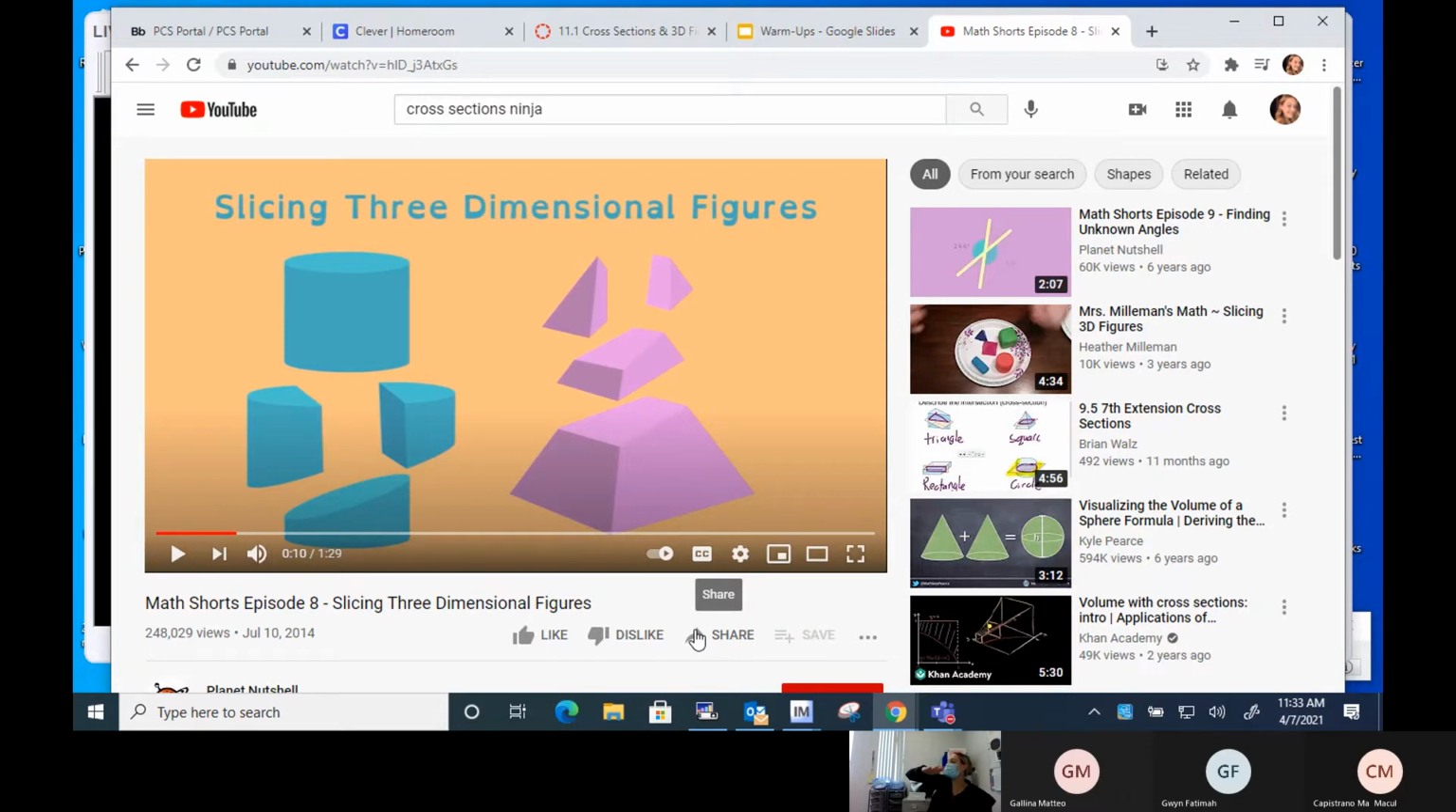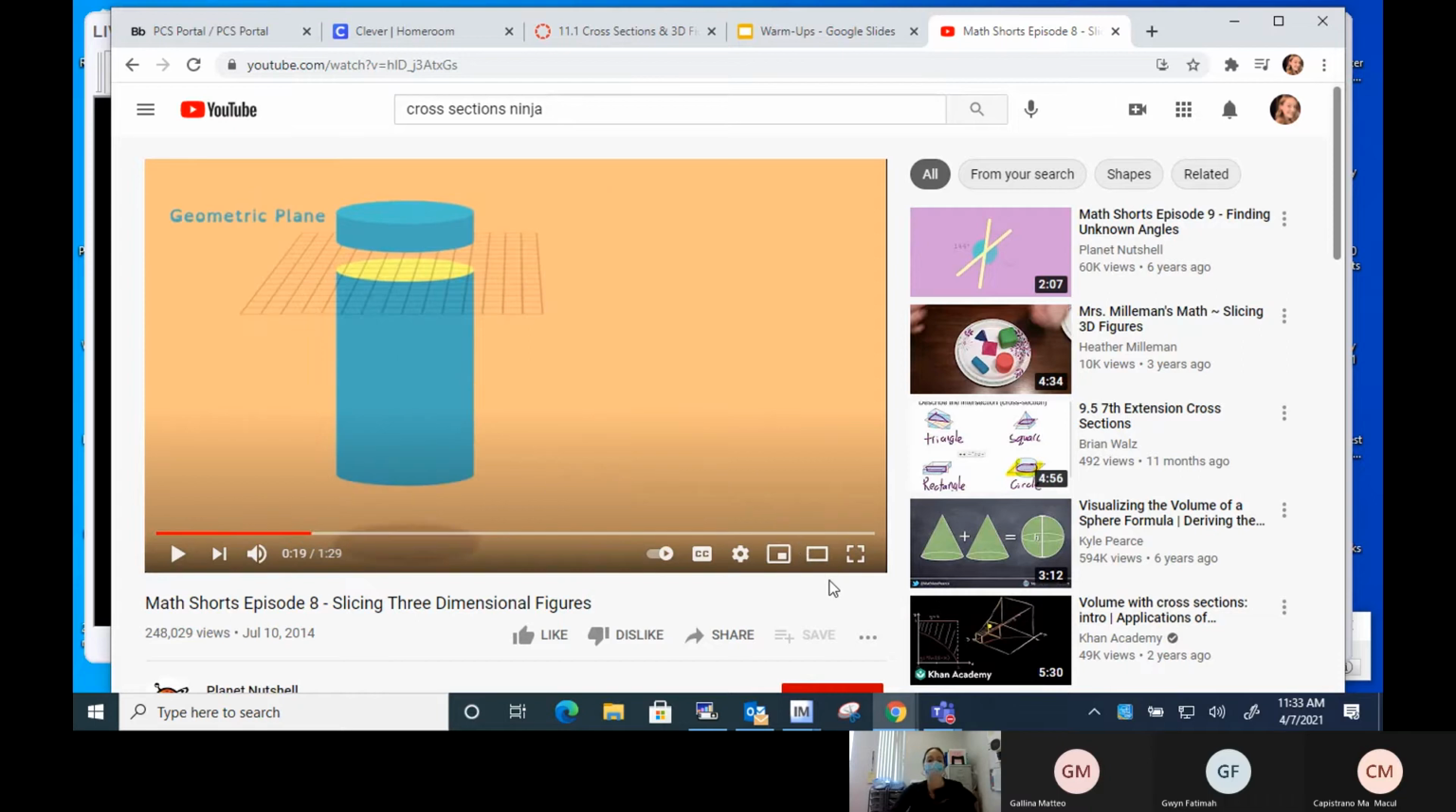If I cut it parallel, which way do I have to cut it? Also horizontal, right? I'm cutting the same way. If I'm cutting it perpendicular to the base, which way do I have to cut it? Up and down, right? Straight through it. Good. So we're going to cut different shapes based on which way we want to go.